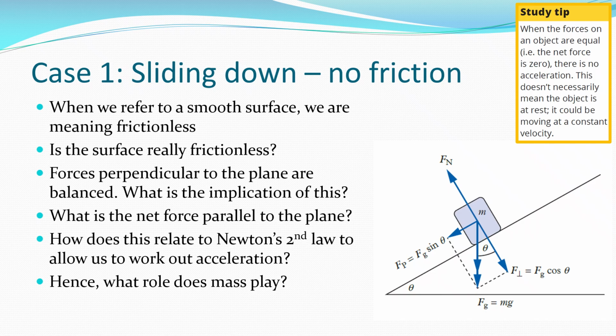Righto, number 1, sliding down, no friction. There's our free body diagram there. So we're talking about a smooth surface. We mean it's frictionless, but it's obviously not. And these are our vectors that we had before.